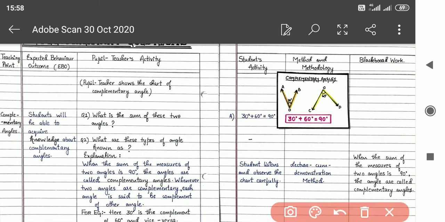First one is teaching point. Second is expected behavioral outcome. Third is pupil teacher's activity. Whatever the pupil teacher will do in class is all mentioned in this heading.